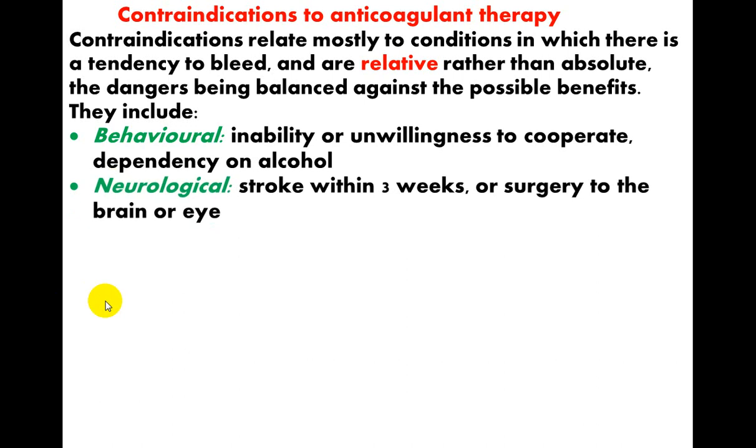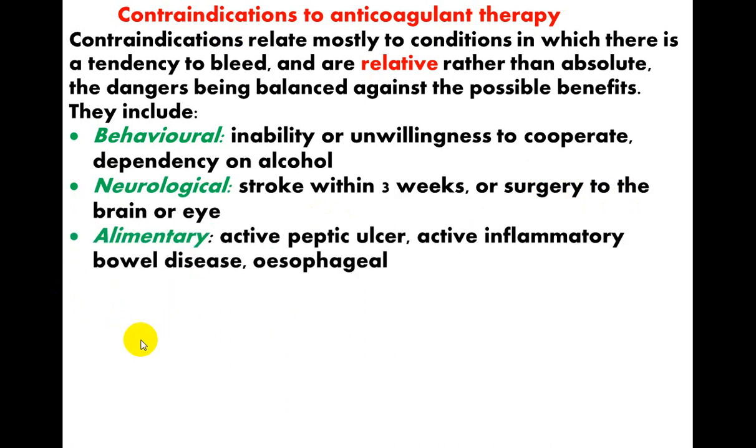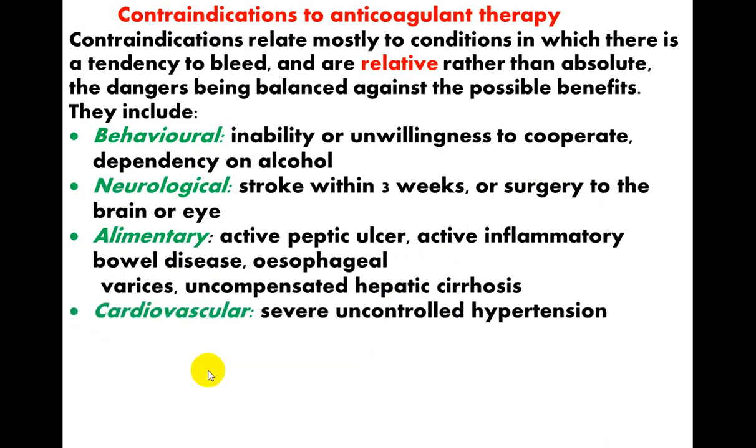Second, neurological contraindications: stroke within 3 weeks, or surgery to the brain or eye. Any recent surgery within 3 weeks to the eye or the brain is a contraindication for anticoagulation. Third, gastrointestinal. Examples: active peptic ulcer, active inflammatory bowel disease, esophageal varices, and uncompensated hepatic cirrhosis. All these are GIT contraindications for anticoagulation. These are popular questions I might ask you this year in the exam, in the theory or in the oral, or in the future in the fourth, fifth, or sixth year.